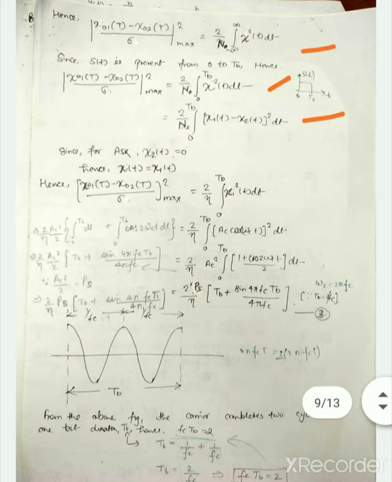Now for ASK we have already seen that x2(t) is 0 and x1(t) is what? Ac cos omega_c t. That means if we talk about x(t), it will be Ac cos omega_c t minus 0, that is simply Ac cos omega_c t. So here in the final equation you can see for x1(t) minus x2(t), because x2(t) is 0, we get the equation 2 by eta integration of x1 squared(t) dt.